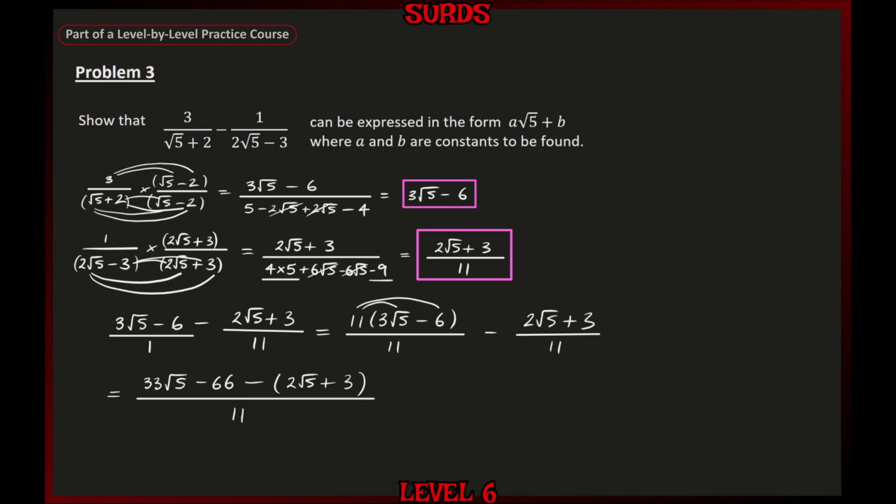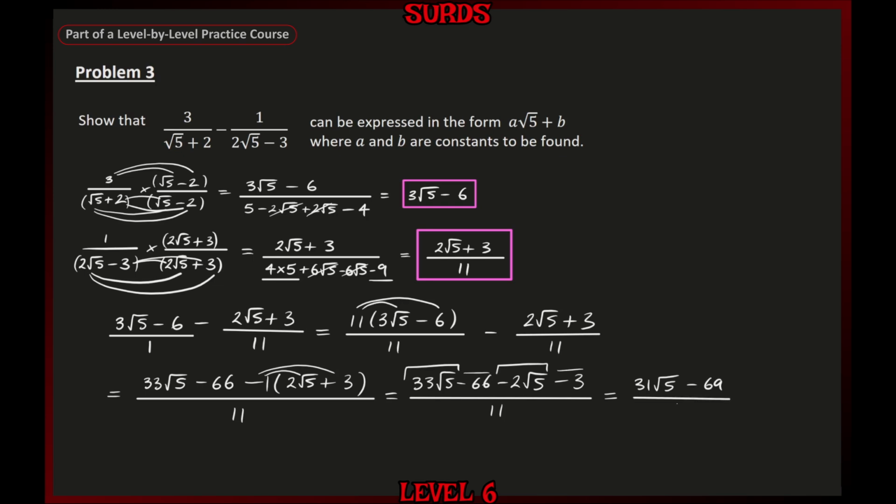Now the minus in front of that second bracket is equivalent to having a minus 1 there. And this helps because we can now expand that second bracket. So our fraction becomes 33 root 5 minus 66. We have minus 1 times 2 root 5, which is minus 2 root 5, and minus 1 times 3 is minus 3, all over 11. If we now simplify the numerator further, we have 33 root 5 minus 2 root 5, which is 31 root 5, and minus 66 minus 3 is minus 69. And that's all divided by 11.